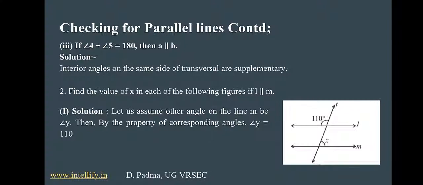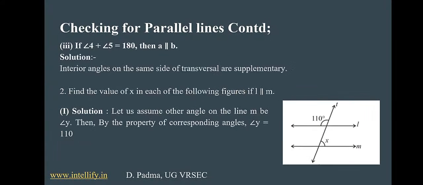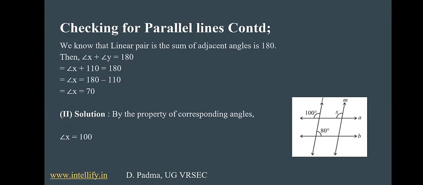So let us assume angle x. Now we have to find angle x, and we know that a linear pair is a sum of adjacent angles equal to 180 degrees. Then angle x plus angle y equals 180 degrees. Angle y is 110 degrees, so subtracting from 180, we get 70 degrees. So angle x is 70 degrees.